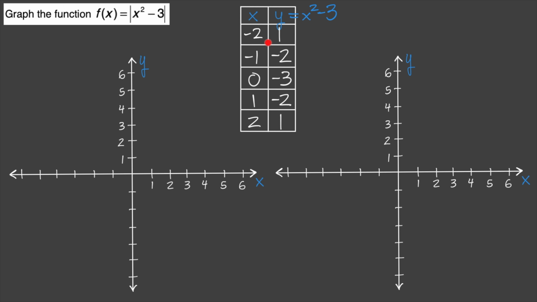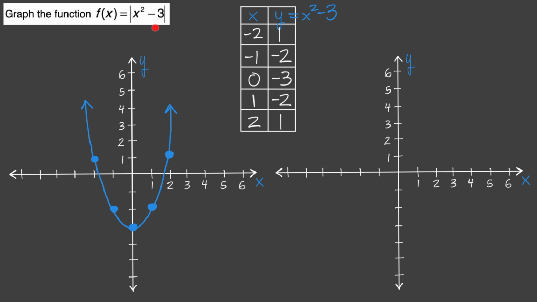All right, so let's go ahead and graph. We'll start with -2, 1. So we go left 2, up 1. So our first point's right here. Then we have -1, -2. So go left 1, down 2. So our next point's right here. Then 0, -3. So straight down to -3 here. 1, -2. And then 2, 1. All right, so here's our parabola. Okay, so there's our parabola without the absolute value.